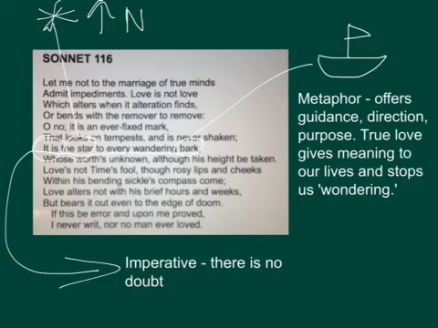And here the metaphor of the guiding North Star and the wandering ship, the wandering bark, shows us that true love offers guidance, direction and purpose. True love gives meaning to our lives and stops us wandering about aimlessly.